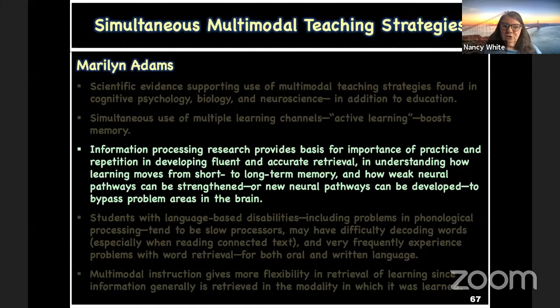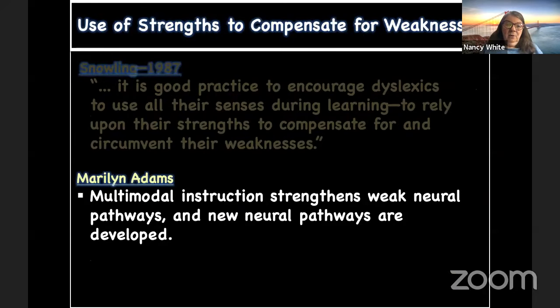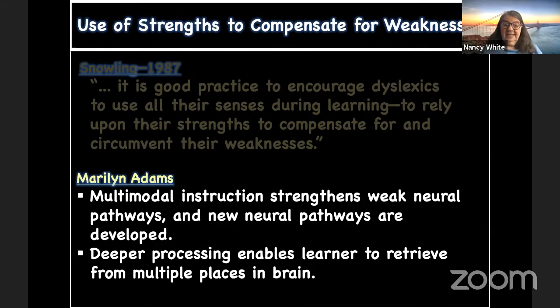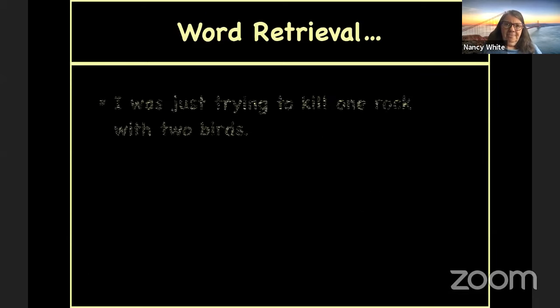So Marilyn Adams has a comment on multimodal teaching. Information processing research provides the basis for the importance of practice and repetition in developing fluent and accurate retrieval, and understanding how learning moves from short to long-term memory and how weak neural pathways can be strengthened or new neural pathways can be developed to bypass problem areas. Multimodal instruction strengthens weak neural pathways and new neural pathways are developed. Deeper processing enables the learner to retrieve from multiple places in the brain.